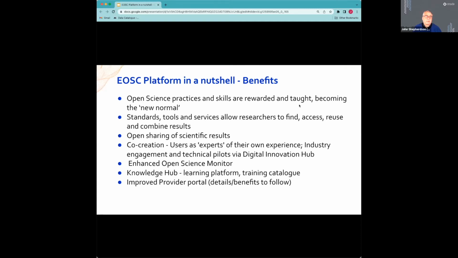There's the Enhanced Open Science Monitor, which I briefly touched upon, a Knowledge Hub, which is a combination of a learning platform where training courses can be run and a training catalog, so training resources can be discovered and used. And an improved provider portal, of which there will be more details in a later presentation.